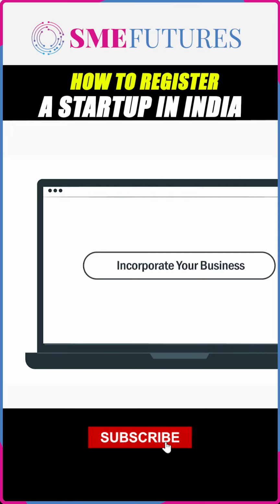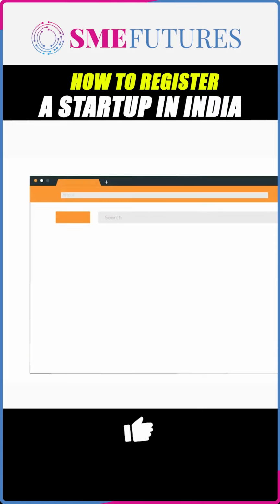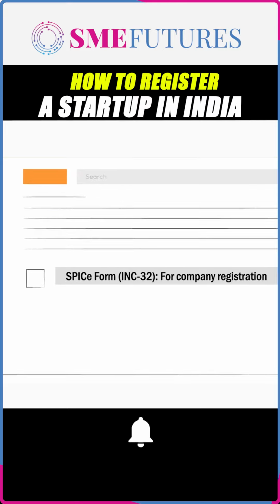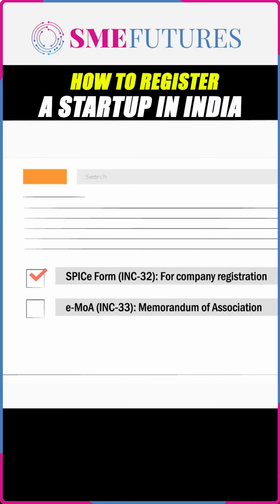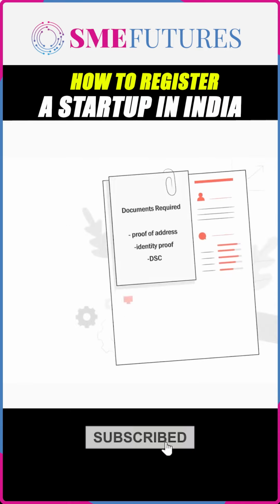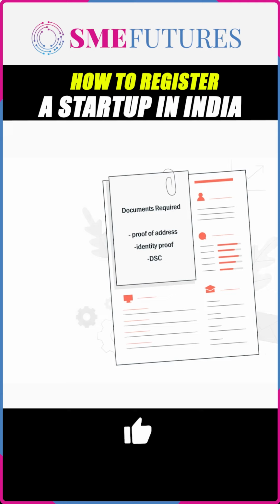Step 7. Incorporate your business. To incorporate your business, you will need to submit the necessary forms online. SPICe form for company registration, eMOA Memorandum of Association, eAOA Articles of Association. Attach the required documents such as proof of address, identity proof and DSC.